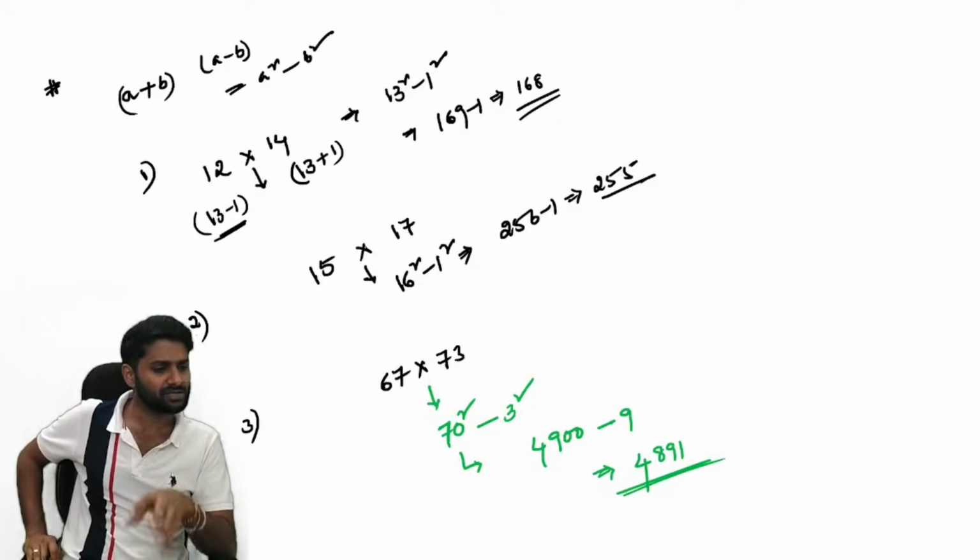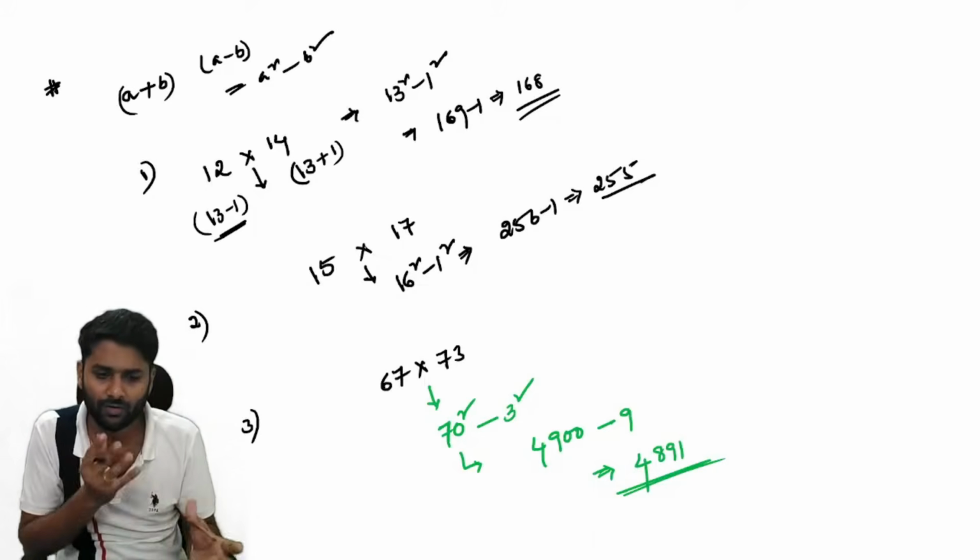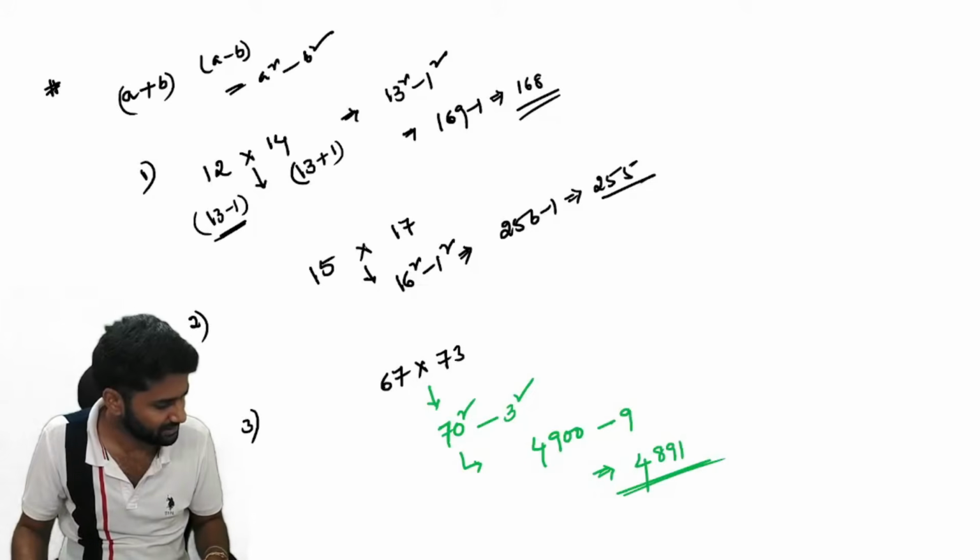And these are the observations. If you see this kind of multiplication in your examination, you can save your time compared to the normal traditional method. So is it clear, all these calculations? Let's go for another observation.